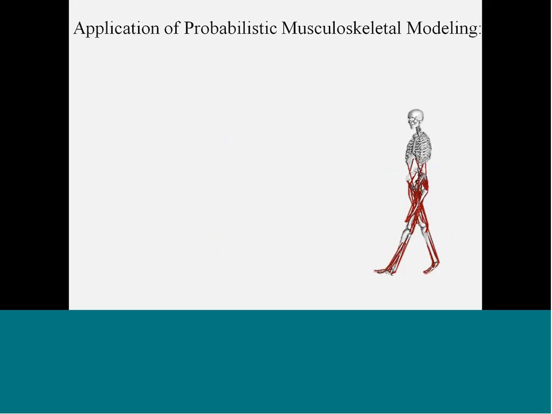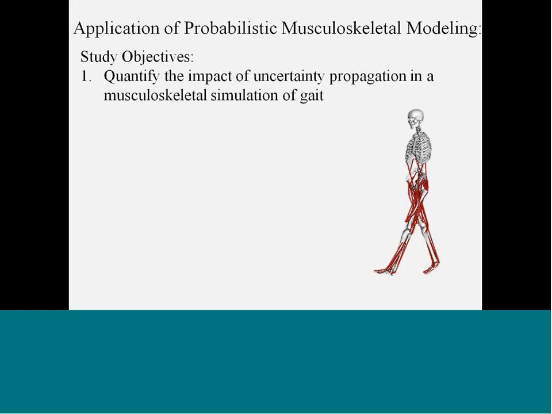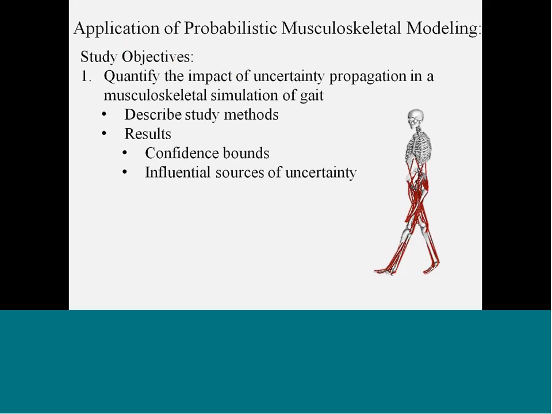All right, great. Yes, like Brad said, I'm going to focus on our specific applications of probabilistic musculoskeletal modeling. Our first objective was to quantify the impact of uncertainty propagation in a musculoskeletal simulation of gait. I'm going to walk through our methods, some of our specific results as far as actual data for the confidence bounds, the most influential sources of uncertainty along that workflow for a simulation of gait, and then the most highly sensitive parameters, as far as the individual input parameters that might have the largest sensitivity.